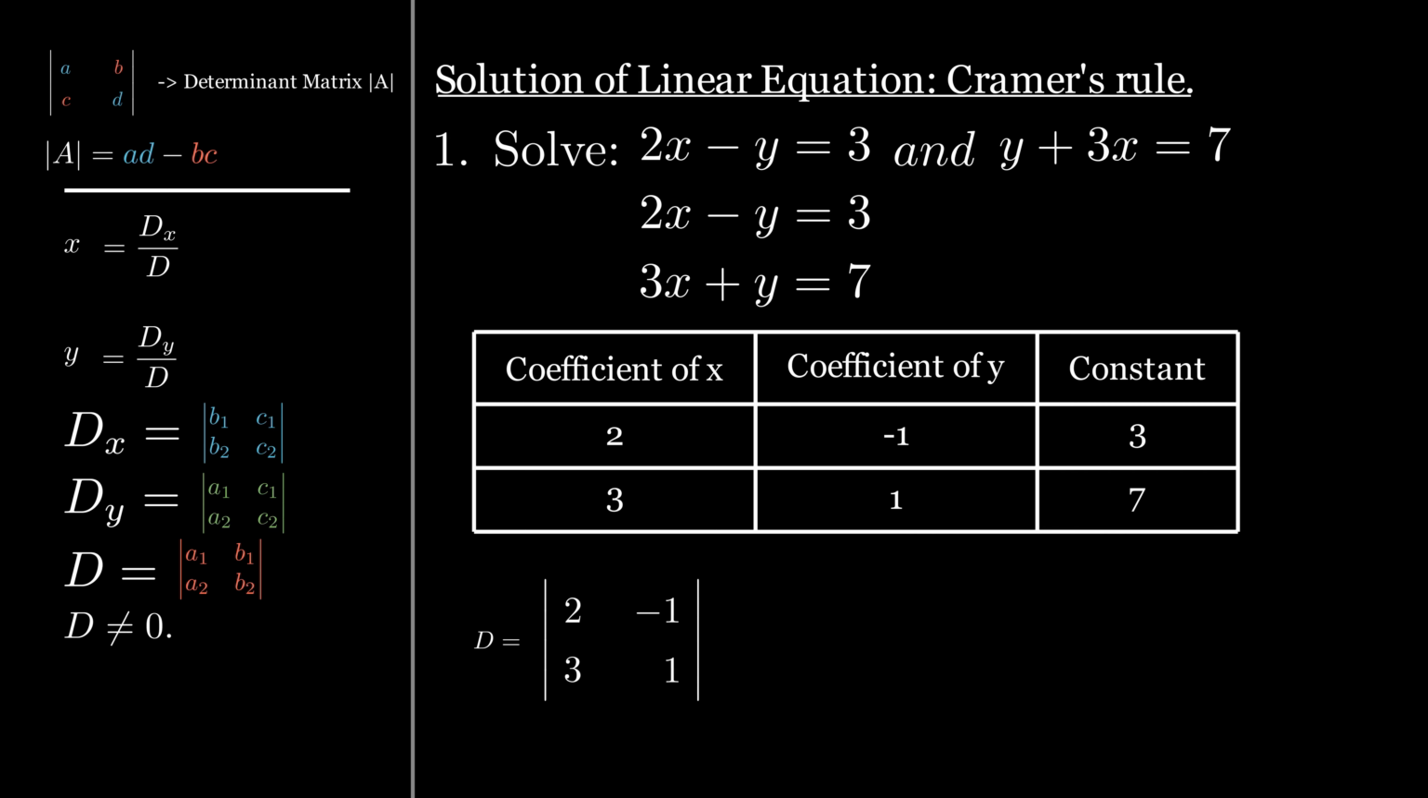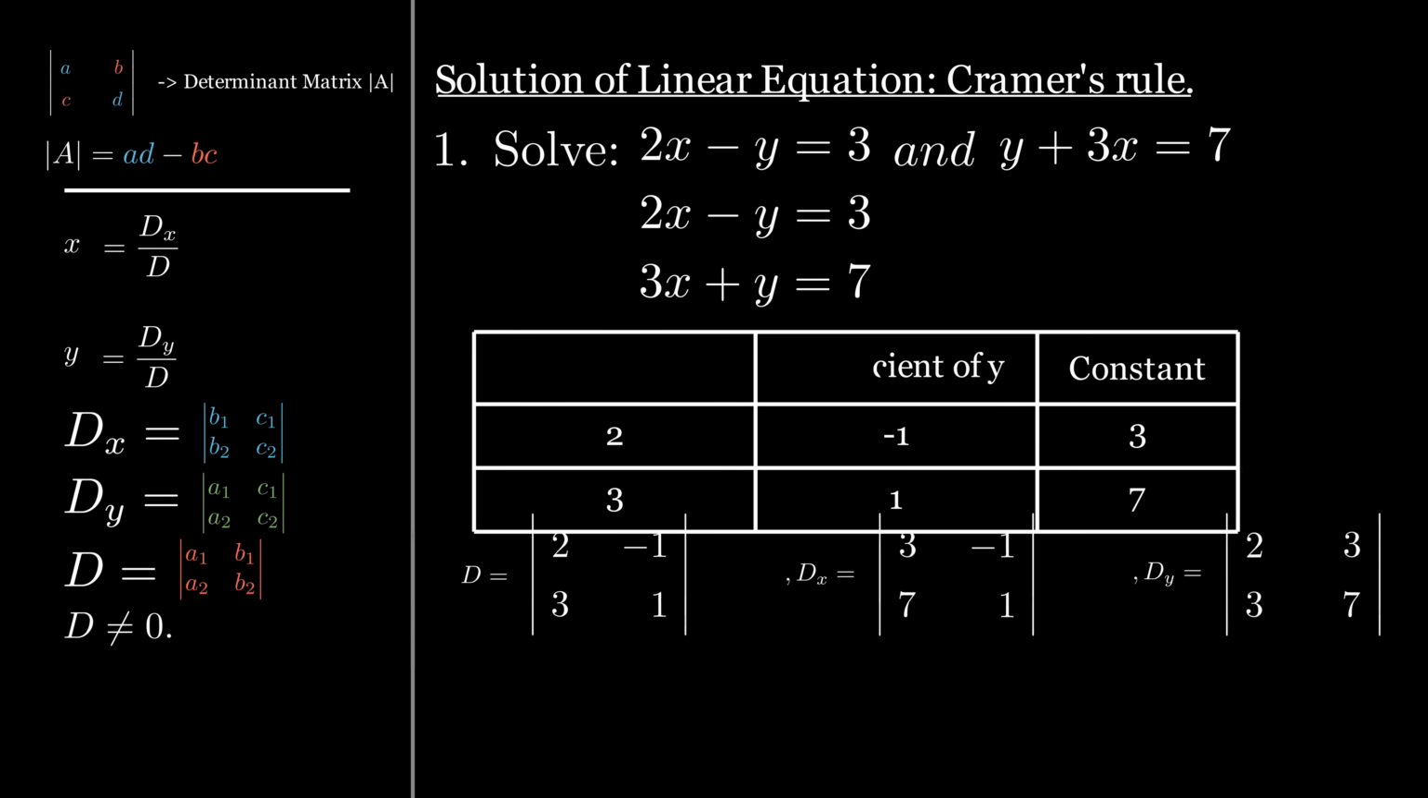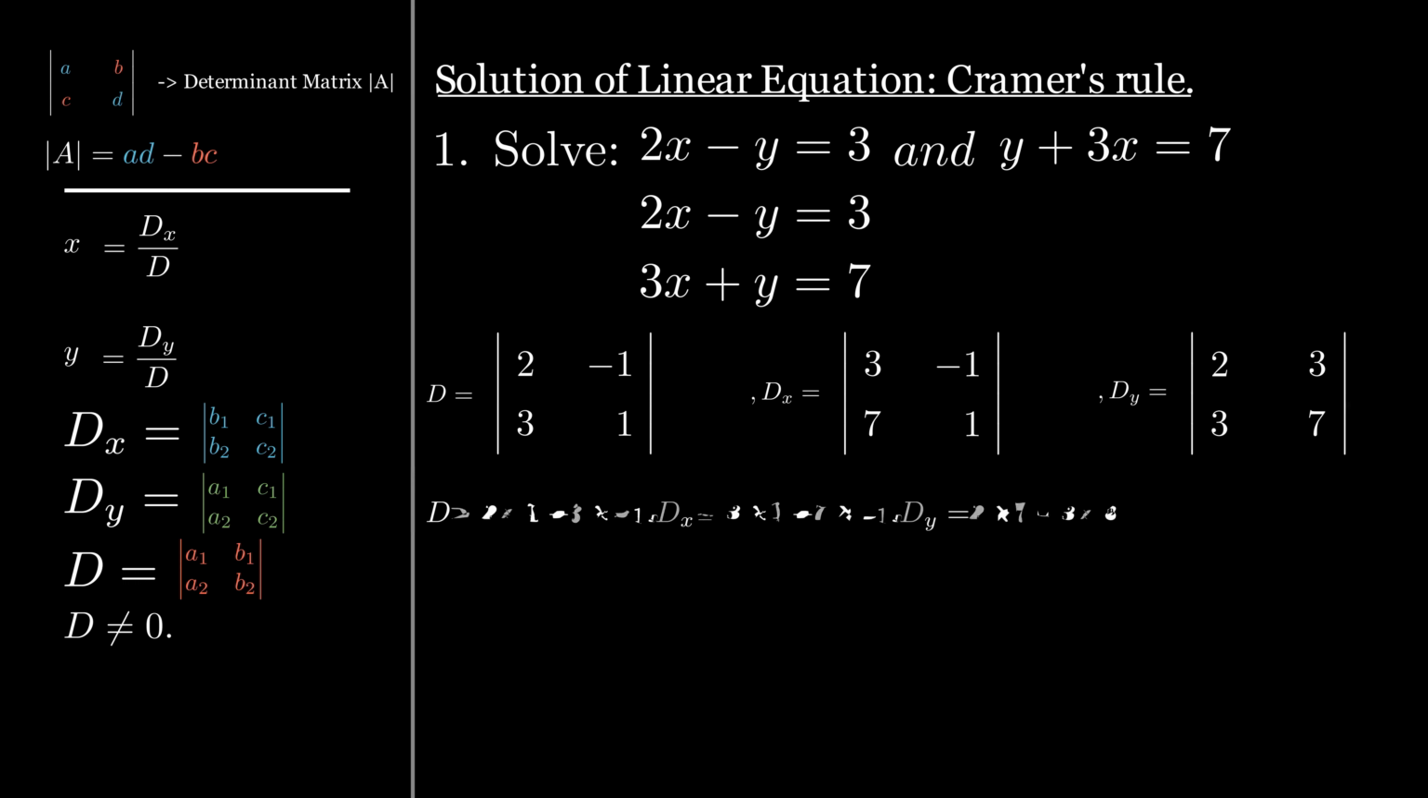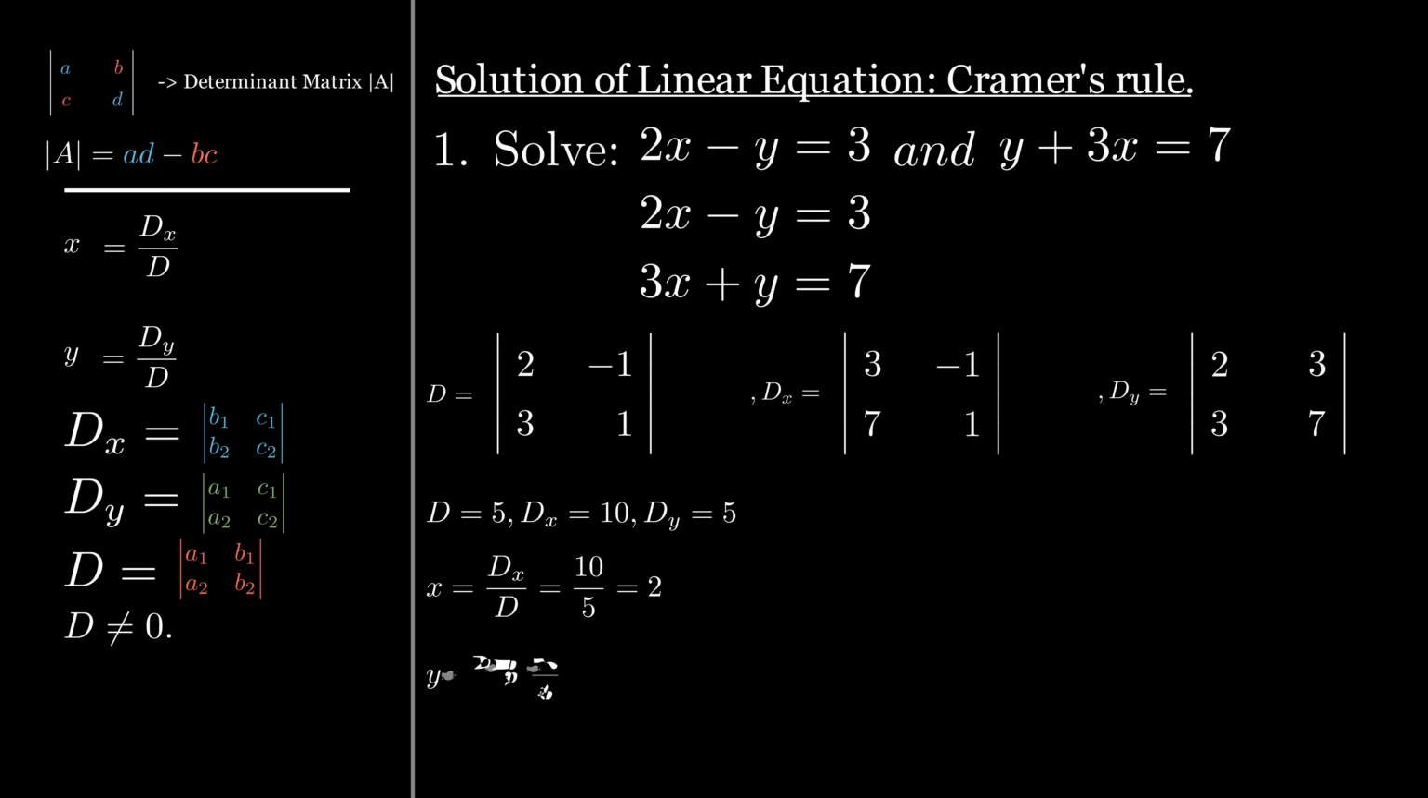Let's calculate D using the matrix made up of the coefficients of x and the coefficients of y. Dx by using the coefficients of y and the constants. Dy by using the coefficients of x and the constants. Let's calculate those determinants to obtain D equals 5, Dx equals 10 and Dy equals 5. And using our formula for x and y, we obtain x equals 2 and y equals 1.